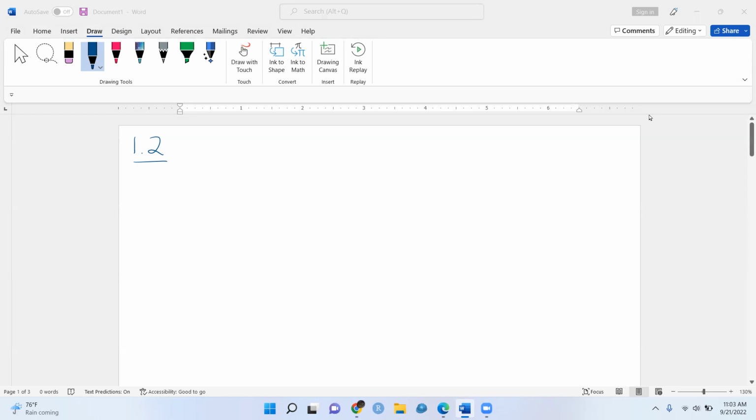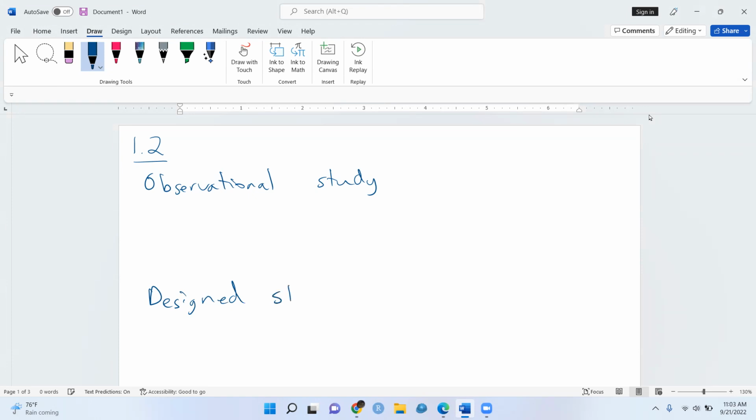Just kidding. Let's see. So we need this notion of what's an observational study versus a design study. And these concepts are actually pretty important.